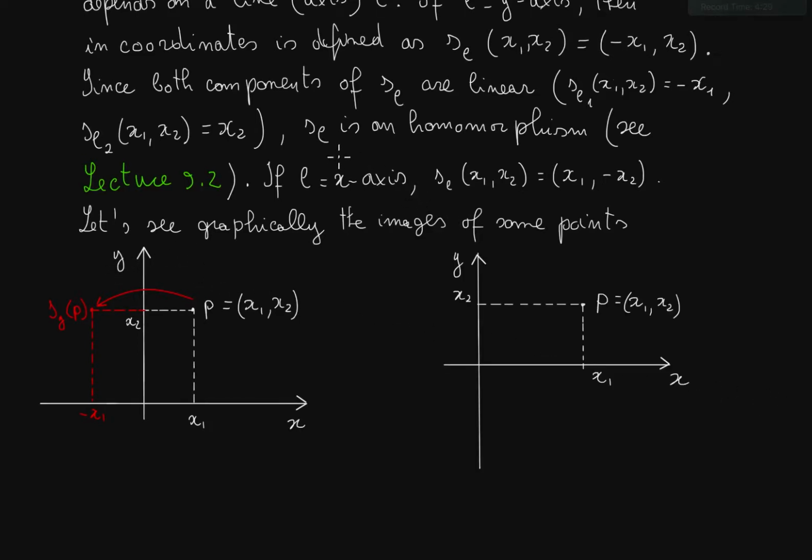What about Sx, which is the axial symmetry with respect to the x-axis? So in coordinates, the action of the map is described by this equality. Basically, it changes the sign of the second coordinate. So if you start from a P with coordinates x1, x2, it will be sent to x1 again and negative x2. So it just flips the point around the x-axis.